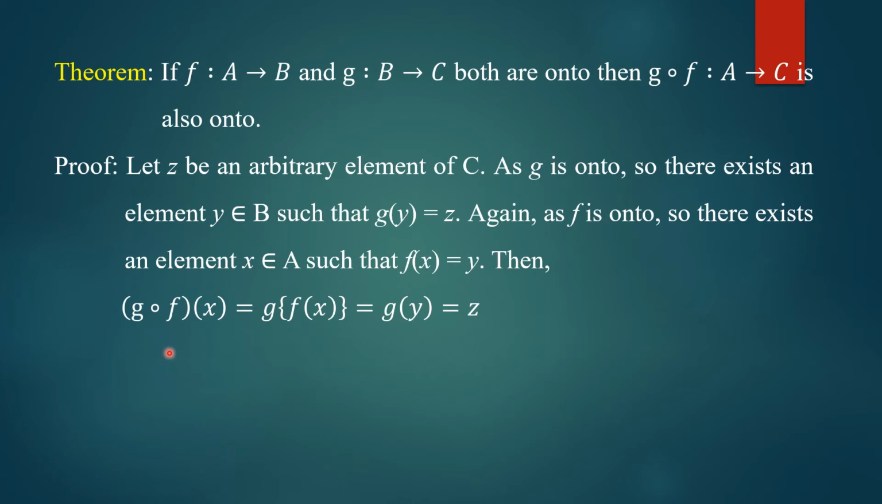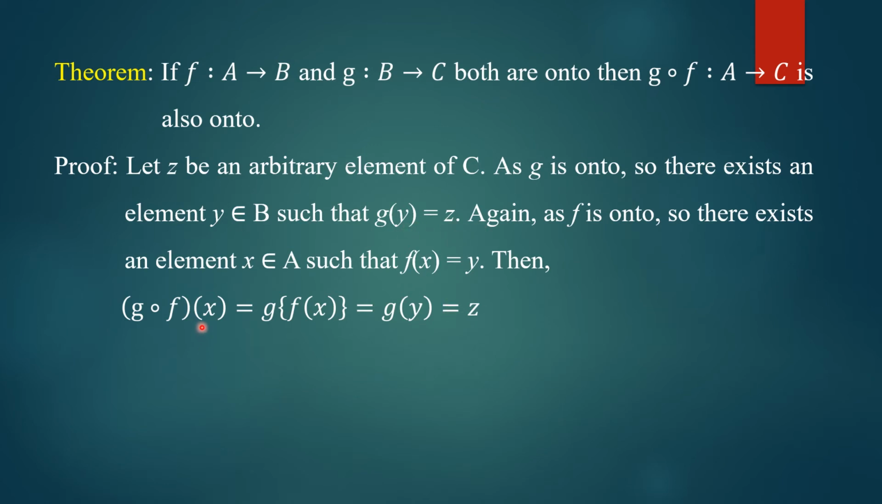This is g o f of x, that is the image of x under g o f. We check whether the image of x is z or not, and obviously that will be z. If you write g, then the input of the g function will be f of x. So g of f of x is actually g of y. You see here f of x is y, so g of y, and that is actually z. Here g of y is equal to z.